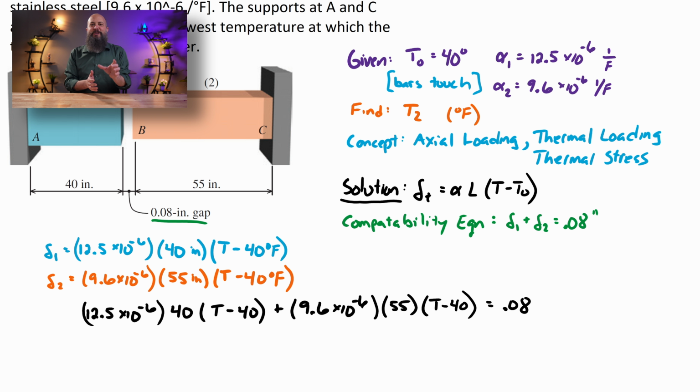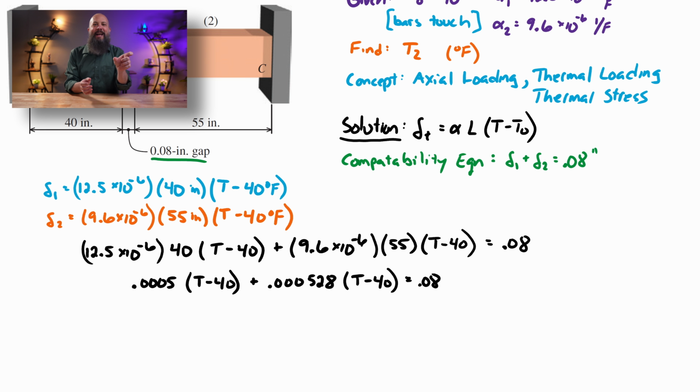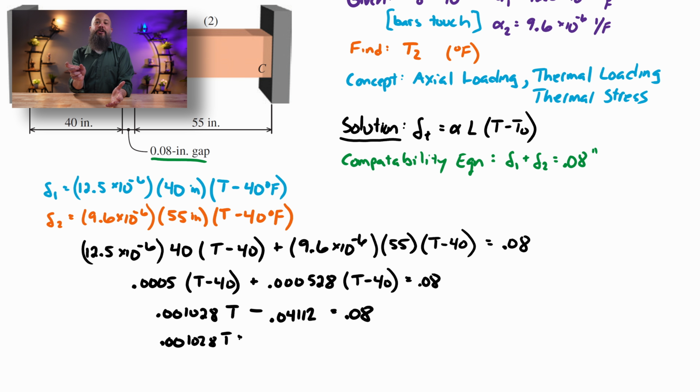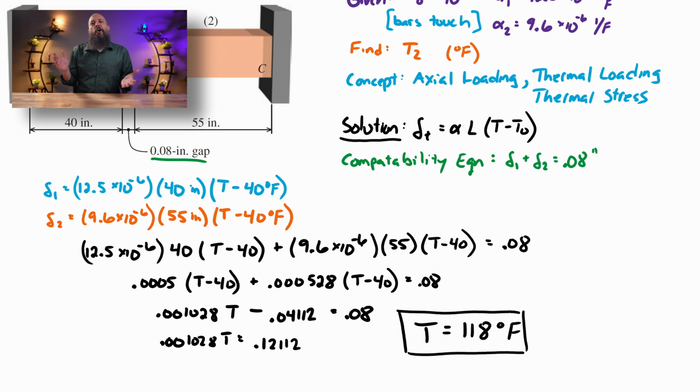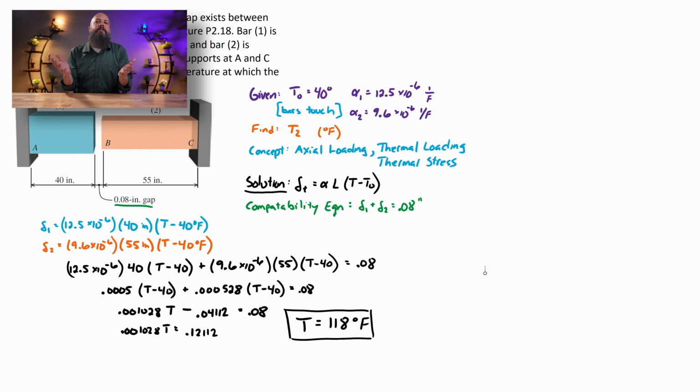So we take these two, delta 1 and delta 2, and plug them into the compatibility equation. So we're adding together delta 1 plus delta 2, setting that equal to 0.08, and the only unknown in this equation is the final temperature. Rearrange and solve for T: 118 degrees Fahrenheit.